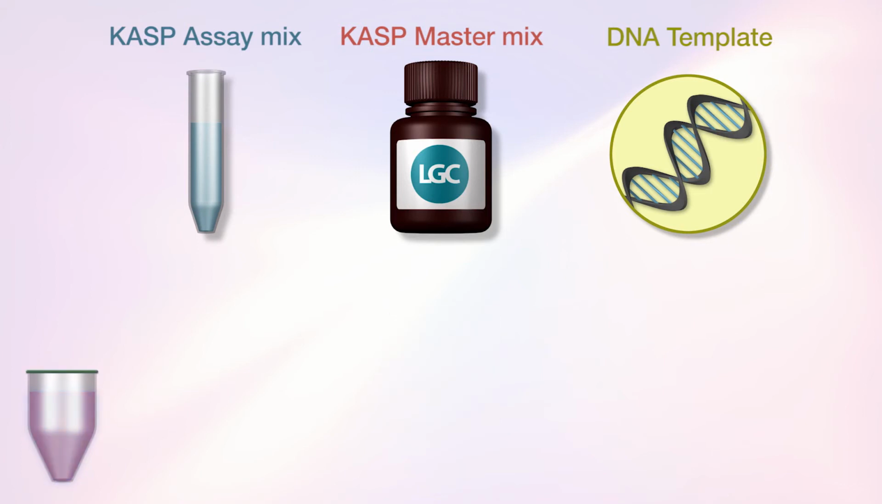In the previous example, the template DNA used in the reaction was homozygous for the allele A, which is reported by the FAM fluorophore. The next animation will show how the fluorescence generated from the completed KASP reaction will differ if the template DNA is homozygous for the allele C.